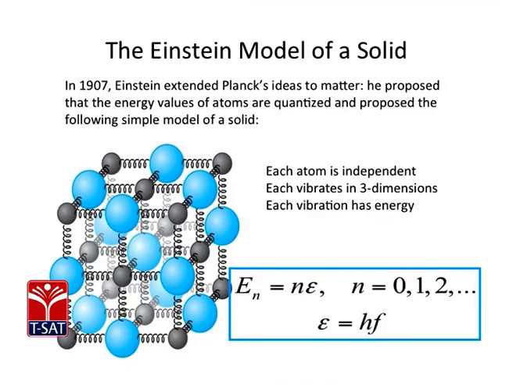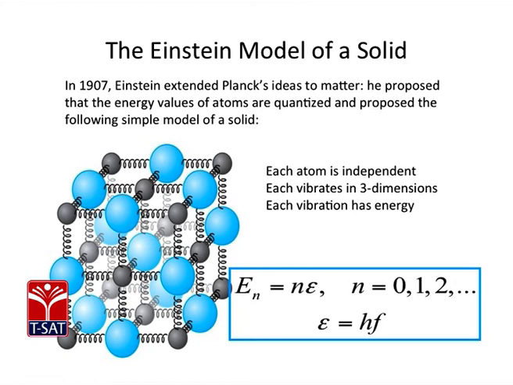Later on, Einstein took the same concept, but this time instead of energy in the form of radiation, he used a solid experiencing heat energy, producing vibrations, and the associated vibrational energy is taken in the form of quanta. Einstein's concept is that the energy values of atoms are quantized, and he proposed a simple model: each atom is independent and each vibrates in 3 dimensions.